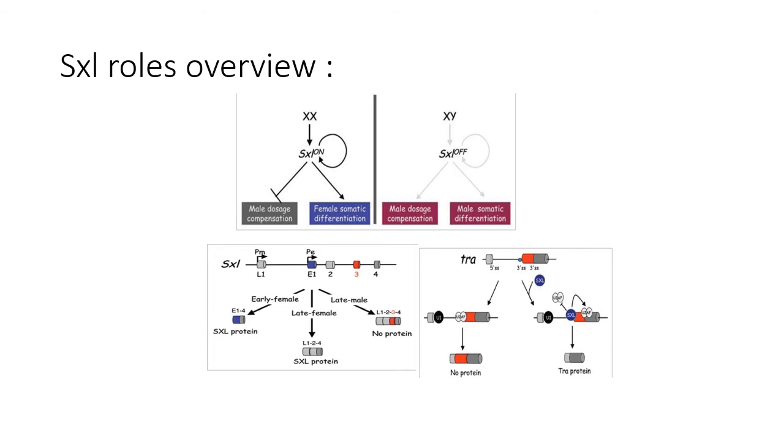So here's an overview of what's going to happen. We've got XX females. Now there's a very complicated system of events that occurs in the very, very early embryo that ensures that the XX future female embryos have a little bit of sex lethal protein to get the process going. XY male embryos do not produce that early burst of sex lethal, and so they don't ever actually activate that gene or the female-specific splicing pattern, as we will see.